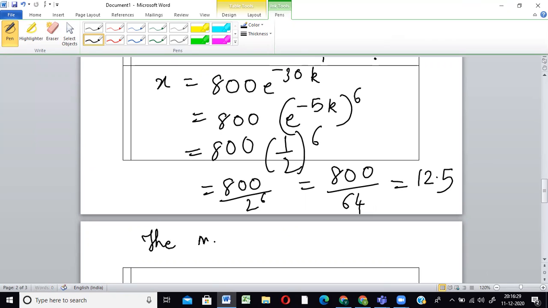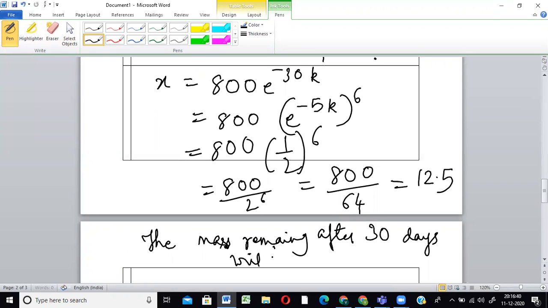So that's the end. The mass remaining after 30 days will be 12.5 million. Okay, so that's the final answer which you have to write.